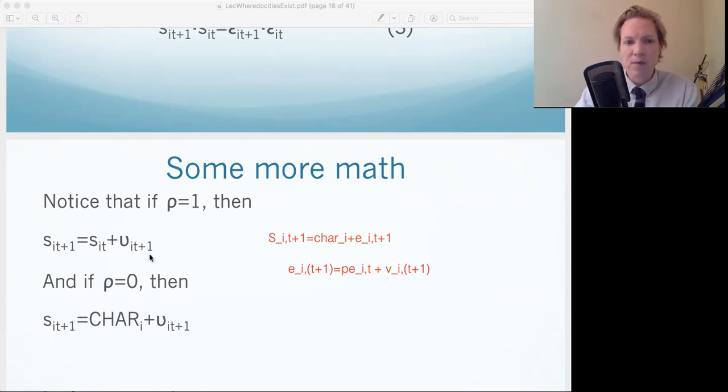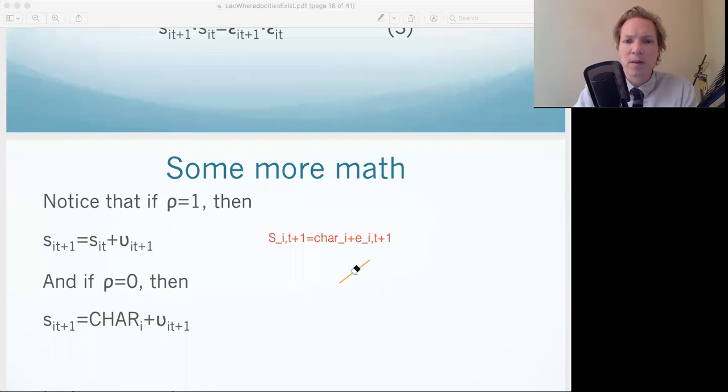Now, if rho is 0, if this thing is 0, then this is 0. This just goes away. And this thing just equals this thing. So this random shock just equals that. So if rho is 0, what I have is my population in the next period is a function of my underlying characteristic and a pure random variable. Okay.